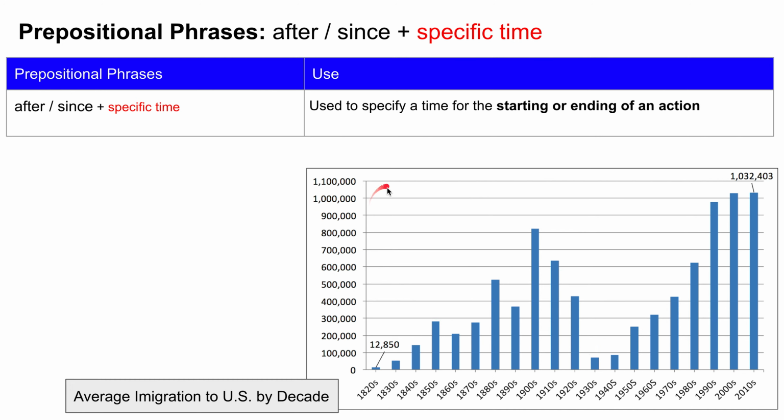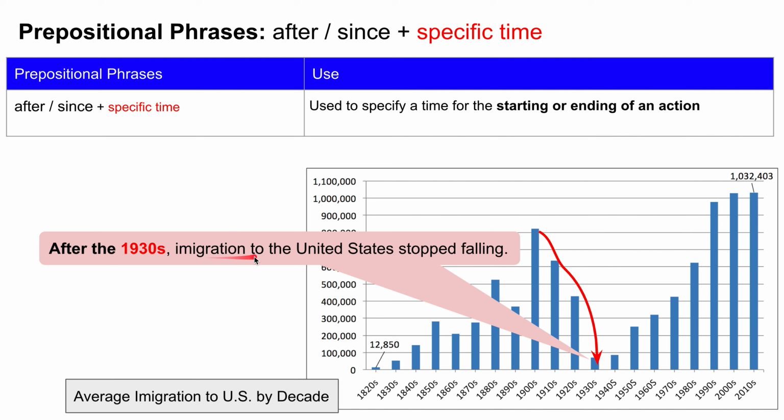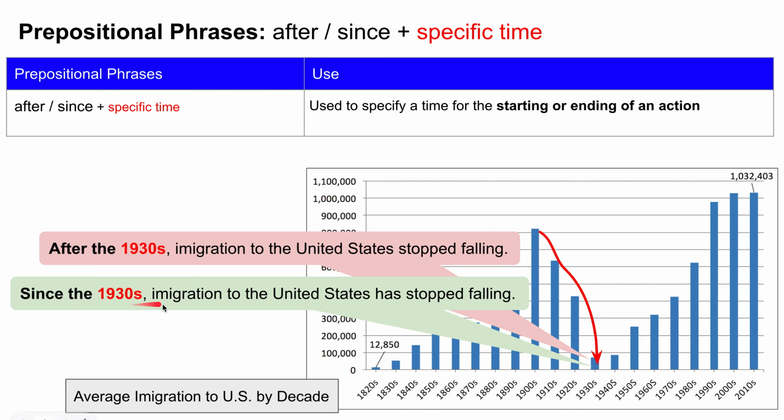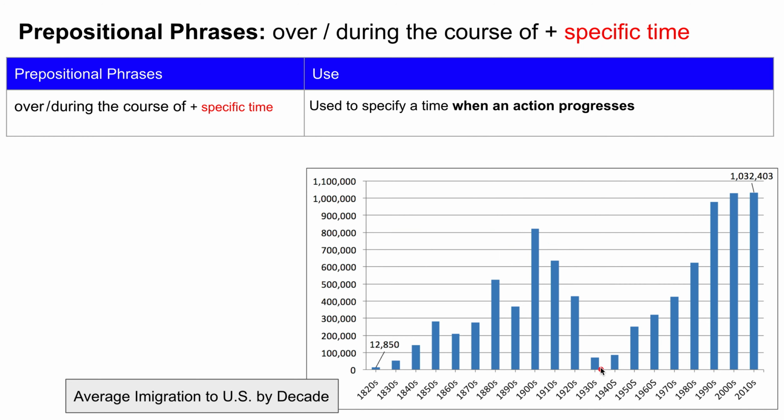As well, I mentioned that after and since can also be used for the end of an action. So right here, we're looking at the 1900s to 1930s, again in the 1930s. We can say after the 1930s, immigration to the United States stopped falling. That means it ended its fall. We can also say since the 1930s, immigration to the United States has stopped falling. From the 1900s to 1930s, it was falling, but this falling action stopped after the 1930s. Okay, let's move on now.